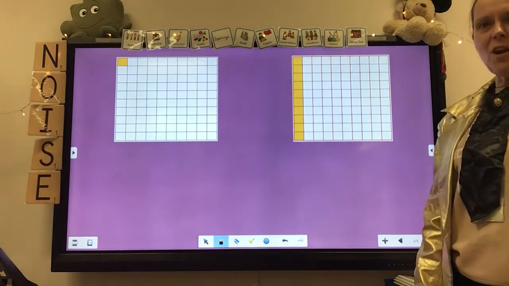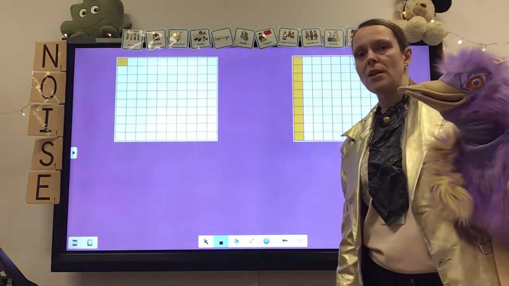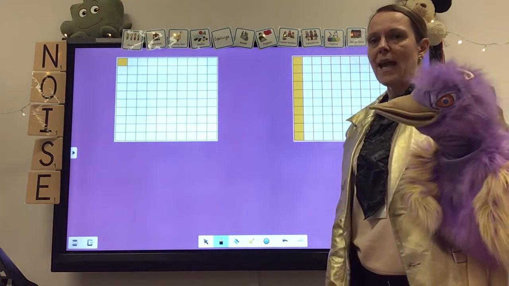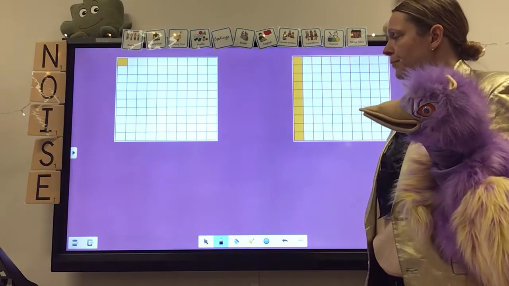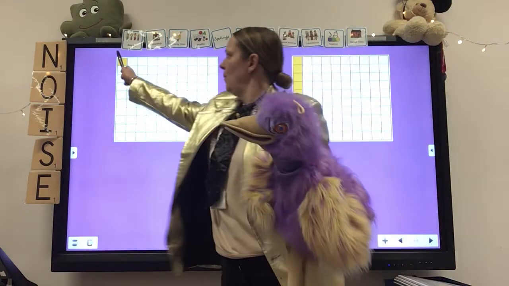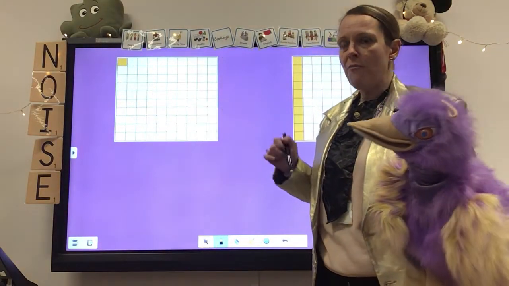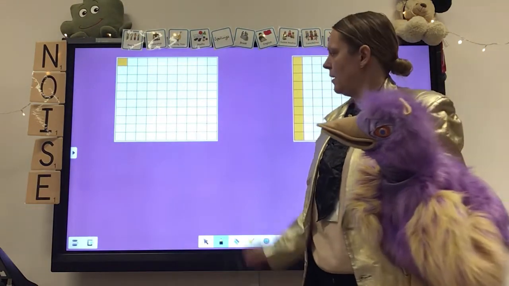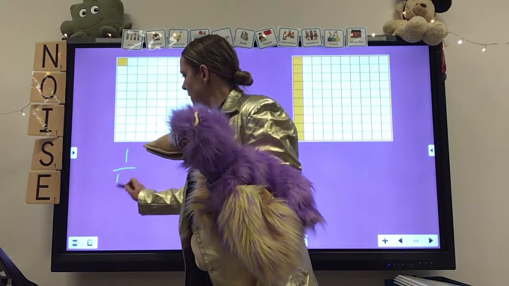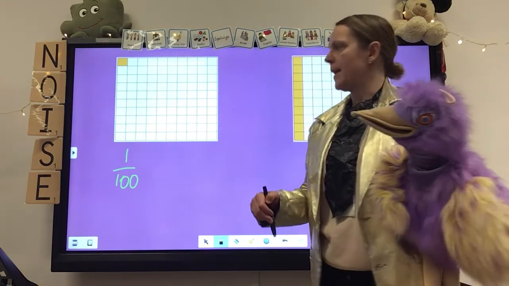Okay, a bit of revision. I talked about it with you on Monday, I believe, and also Miss Jenny talked about it with you yesterday, that the word percent means out of 100. So if I have a 100 square here, and 1 is shaded, what fraction of my 100 square is shaded? I have 100 squares and 1 is shaded, so 1 out of 100 is shaded. So 1/100th. What would that look like as a decimal?